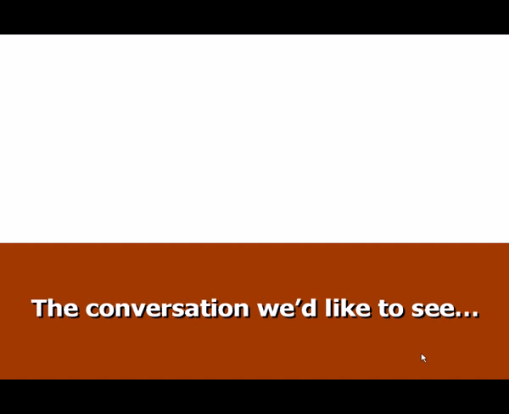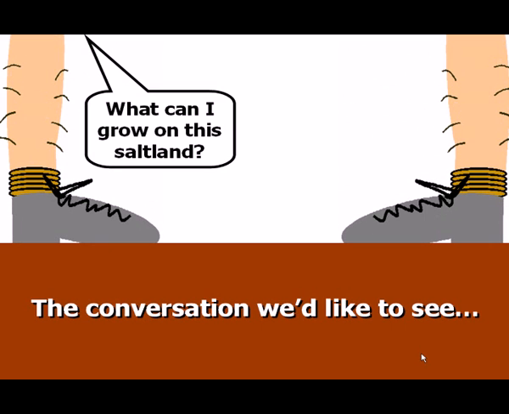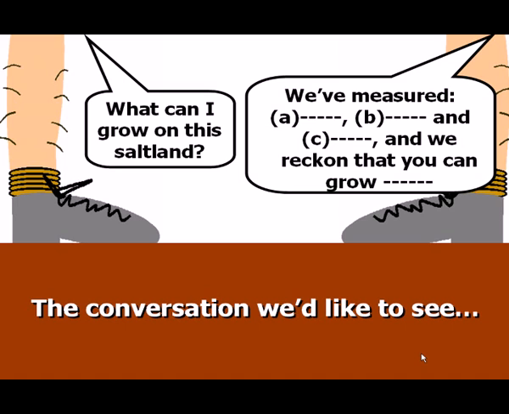So this I think is the sort of conversation we'd like to see. We've got a bloke over here who's a farmer, and he says, "What can I grow on this salt land?" And we've got an advisor on this side, and he says, "Well, we've measured this and this and this, and we reckon that you can grow whatever it is." So we've been spending some time over the last 3 years working out what this and this and this means. Here's some thoughts about that.